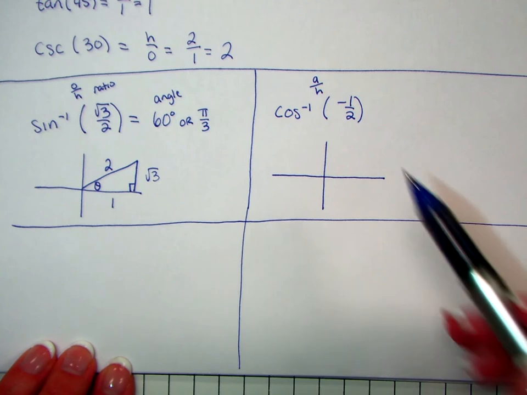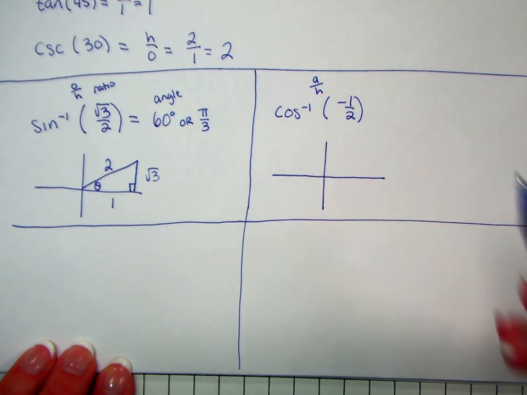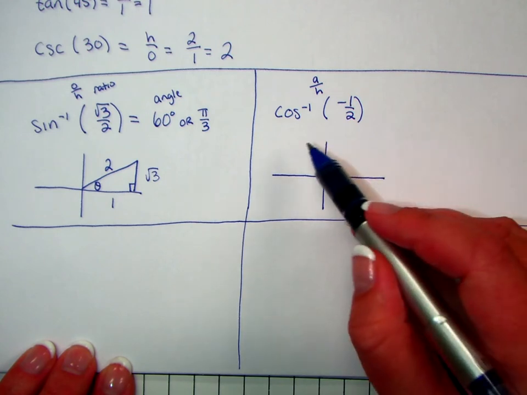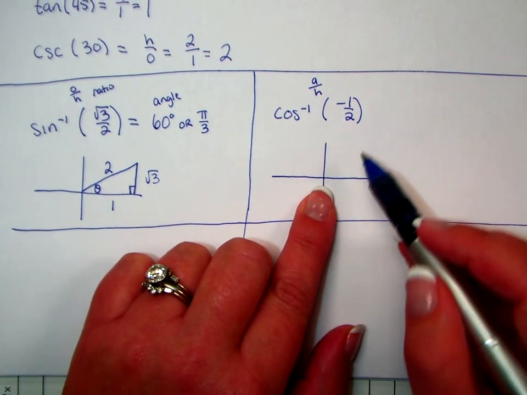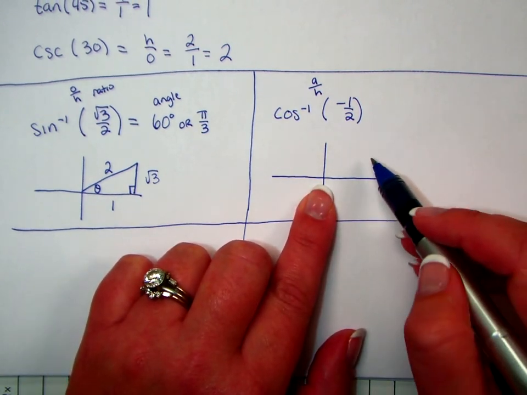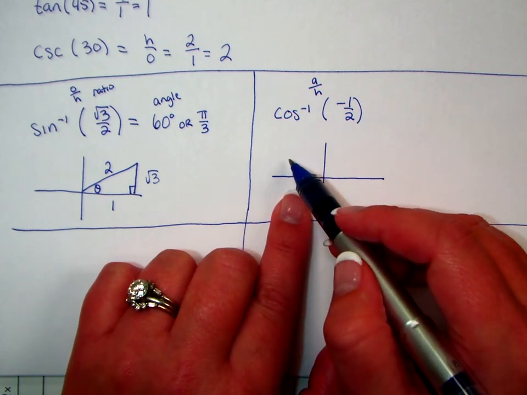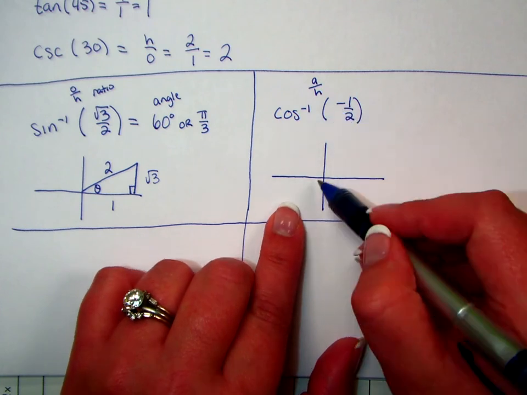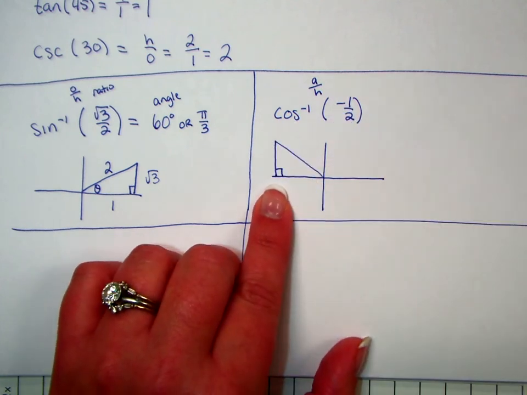Cosine inverse was restricted, if you remember, to 1 or 2, right? So it was restricted to quadrant 1 if the angle was positive, and it's restricted to quadrant 2 if I'm sorry, I said angle, I meant ratio. Restricted to quadrant 1 if the ratio is positive, and restricted to quadrant 2 if the ratio is negative. So since this ratio is negative, I'm going to draw my special triangle over here in quadrant 2.